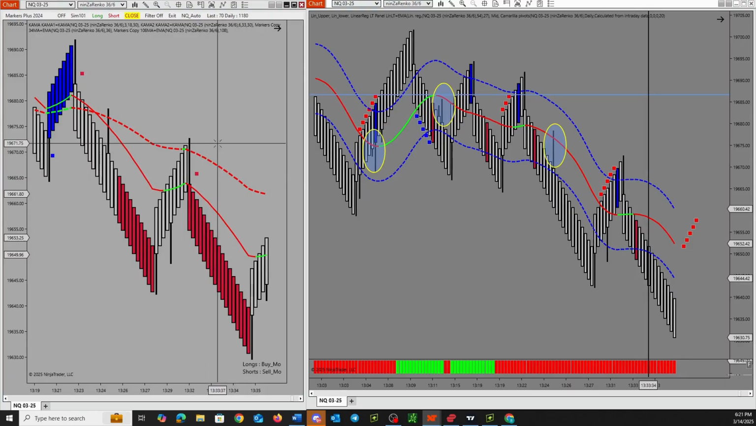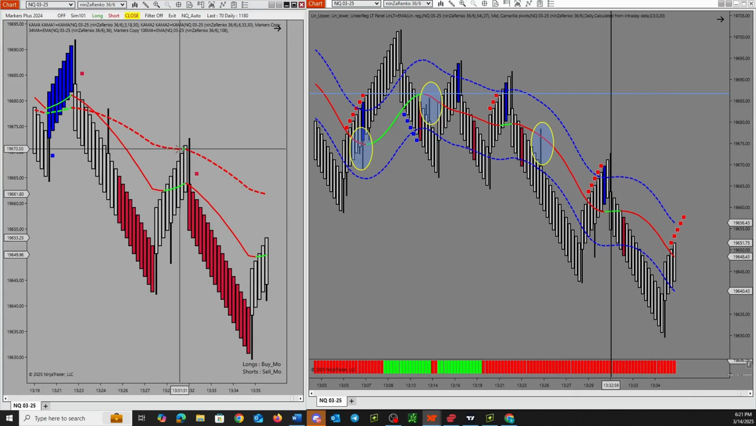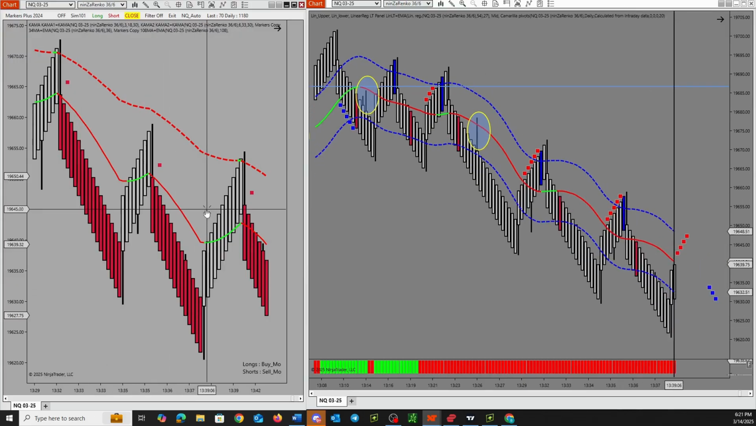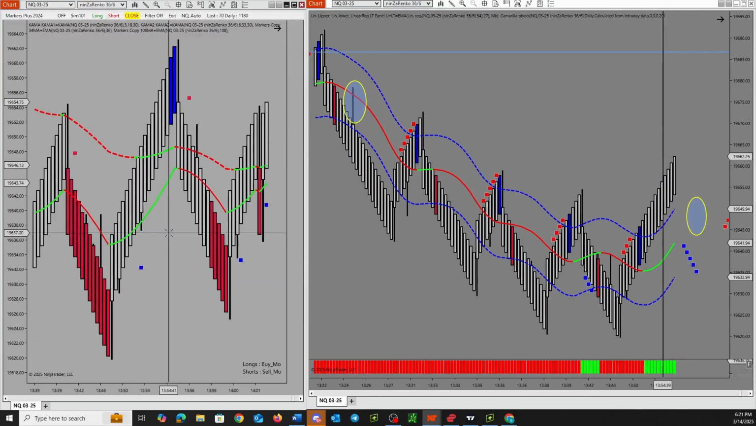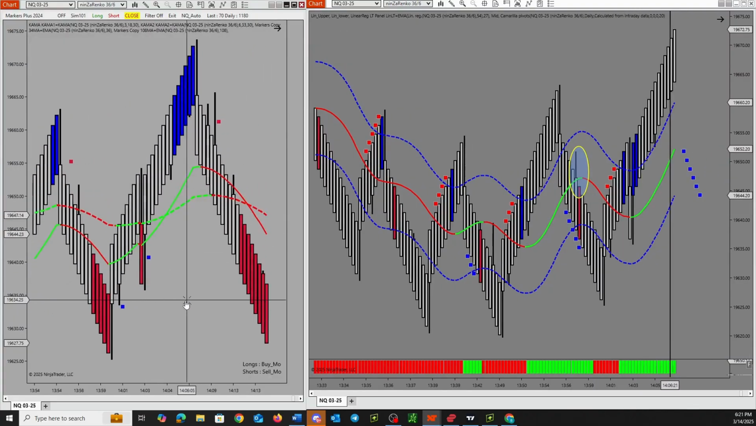All right, why did I not color this one? This is a valid trade. I just didn't put a circle on it. But that's a valid jiggle right there. Here we have another John Wick with a really good trade.